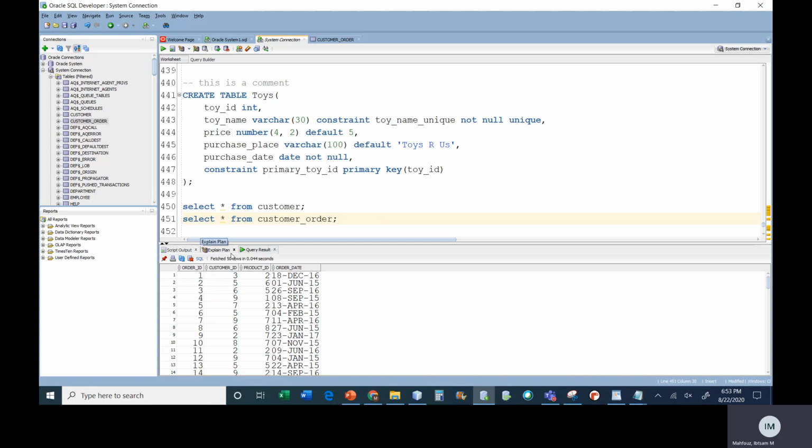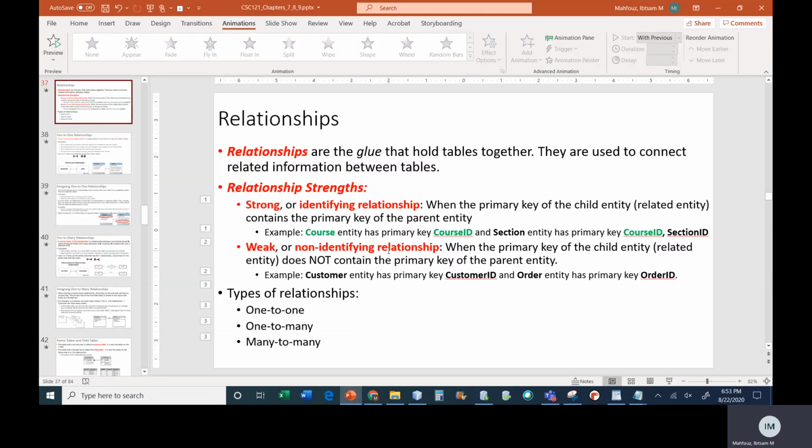So this would be an example of a weak non-identifying relationship. Okay. Now, I just want to make sure that you understand this part. If you don't understand it, make sure you ask me so that I can explain it later during class or office hours, because it's an important concept.